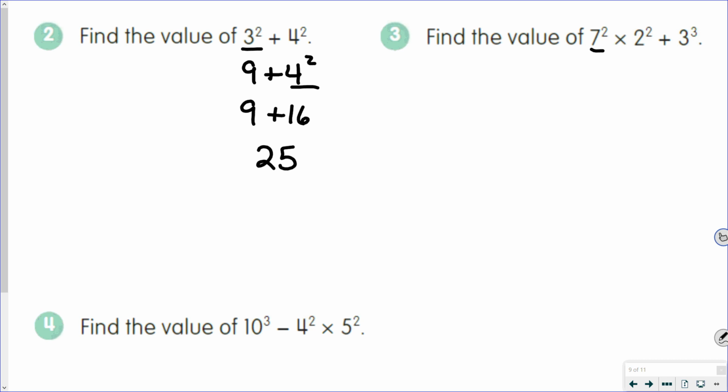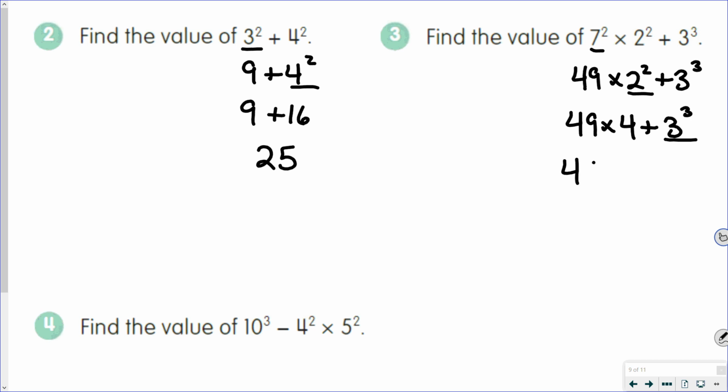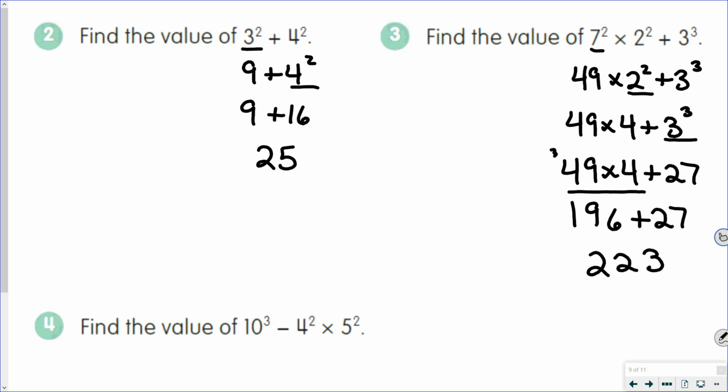So with exponents, we also work left to right. So 7 squared, that's 49. 2 squared is 4. And 3 cubed is 27 because it's 3 times 3, which is 9, and then 9 times 3, which is 27. So then we do 49 times 4. 4 times 9 is 36. 4 times 4 is 16. Plus 3 is 19. So 196 plus 27 is 223.